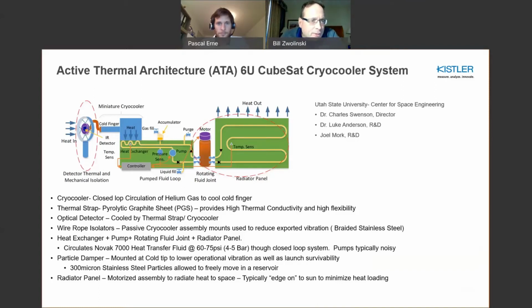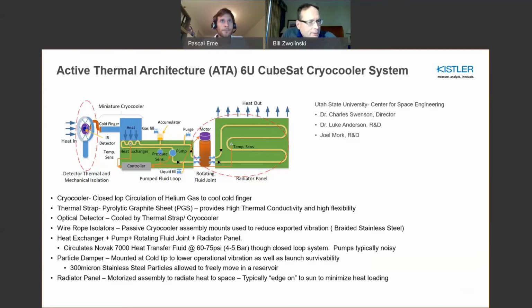So what you see here is basically a diagram of a cryocooler, how heat comes in through the detector, and then how it's mitigated through the cryocooler and so forth. But we've got the cryocooler, which basically is a closed loop circulation of helium gas, to cool the cold finger. And then we have the thermal strap, which is in this case a PGS material, which provides high thermal conductivity as well as high flexibility. The optical detector itself can be a variety of different technologies for sure.